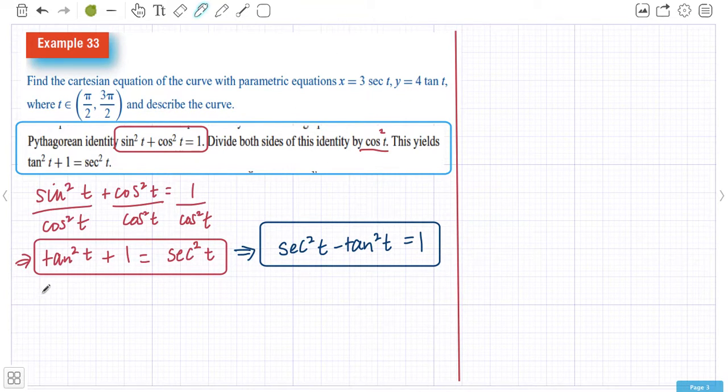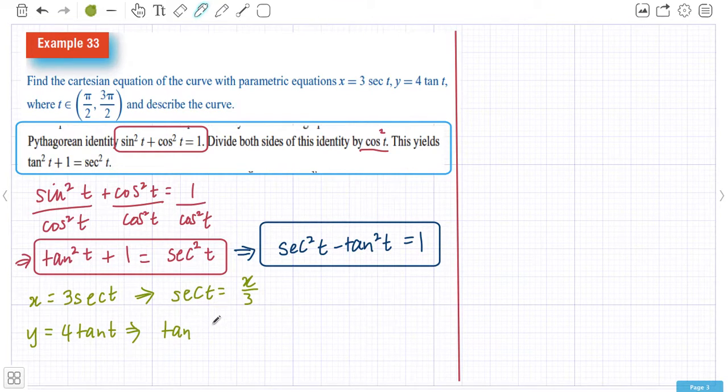So here, first thing we're going to do is write down our equations. Now, very similar to previously, solve this for the sec and solve it for the tan. This is x on 3, and y is 4 tan t. Solve this for the tan. Tan t equals y on 4.